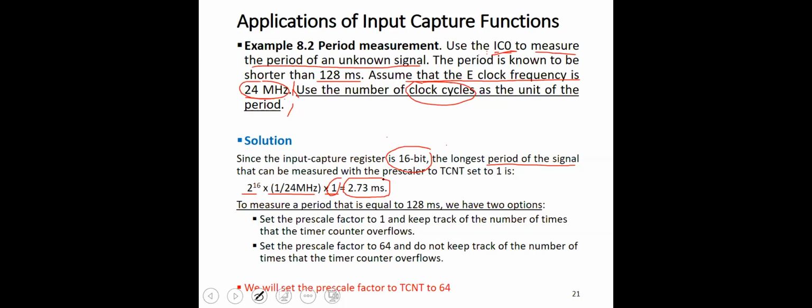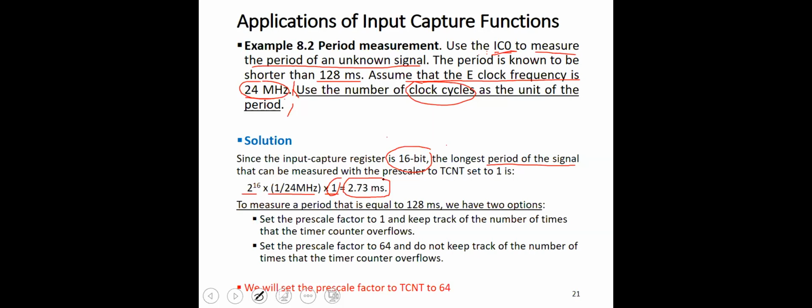The second rising edge has not arrived. So how can we overcome this problem? How can we record the time of the second rising edge? Basically, we have two approaches. Either we try to extend this time, which is 2.73 milliseconds, to make it larger, very close to 128 milliseconds. Or the other approach is to have a counter in our program to count how many times the timer overflowed before the second edge arrived.